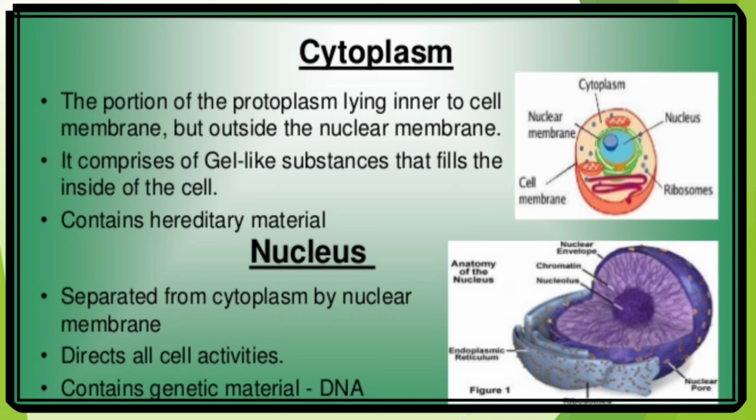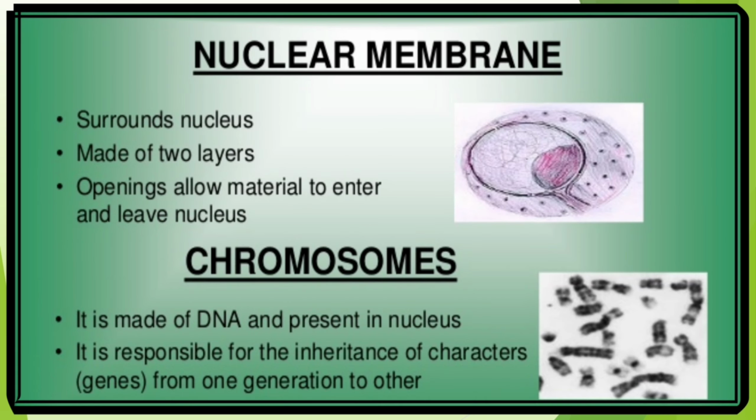And the most important last one is the nucleus. Nucleus is separated from cytoplasm by the nuclear membrane, and contains chromosomes and DNA. Nuclear membrane is also a type of cover or layer which covers the nucleus. Chromosome is made up of DNA and is present in the nucleus with genes. As we all know, based on the chromosome, the type of next generation that will come, a boy or a girl, is decided.